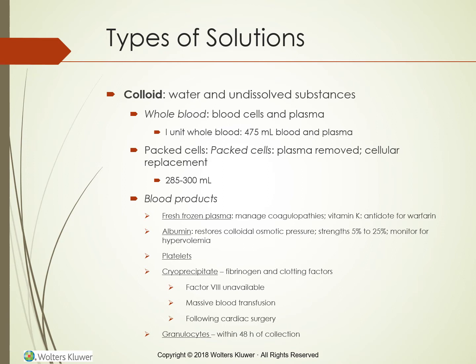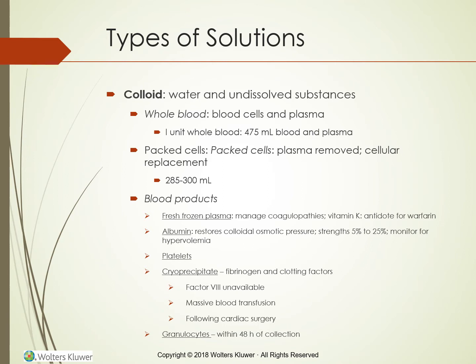Colloid solutions are used to replace circulating blood volume because the suspended molecules in the solutions pull fluid from other fluid compartments in the body. Examples include blood, whole blood, and packed cells, blood products such as albumin, and solutions known as plasma expanders. Blood, whole blood, and packed cells probably are the most commonly administered colloid solutions.